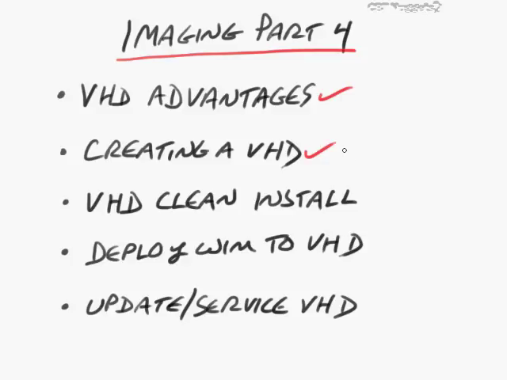We'll talk about how to create a VHD. It's primarily going to be using a tool called DiskPart, although you can also use the Disk Management Console. We'll take a look here as well at the VHD and doing a clean install to a VHD, and then having a native boot to a VHD image. We'll talk about deploying an existing WIM file to a VHD. This could be just a conventional install.wim, or it could be a reference WIM that you may have created earlier.